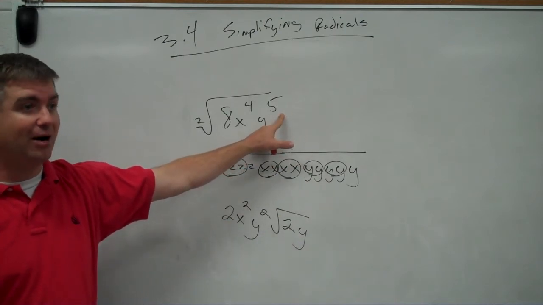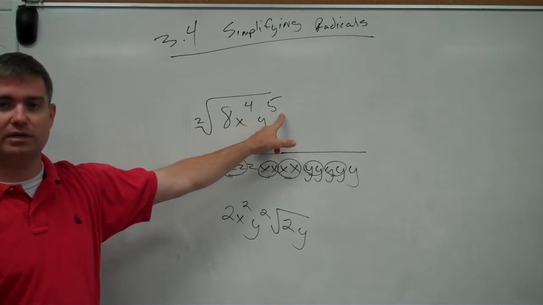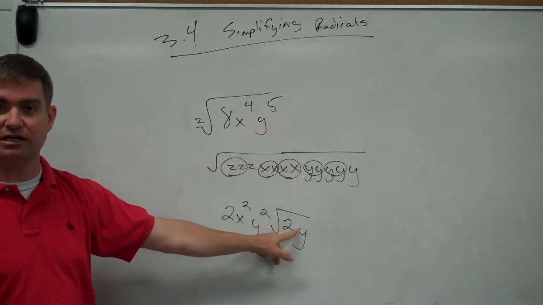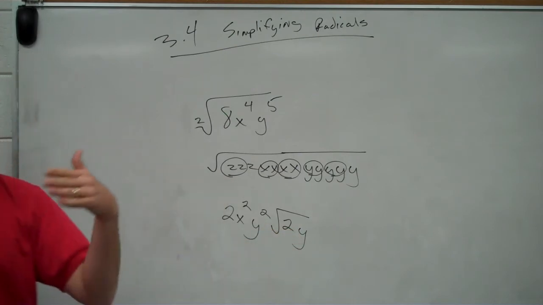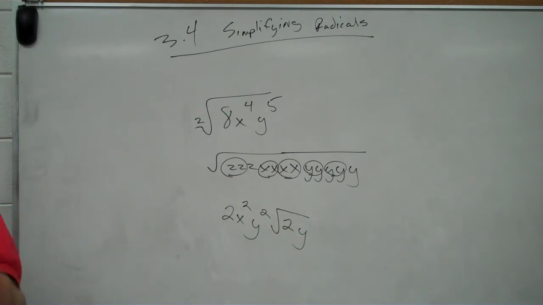If you have an odd power underneath the radical, then you're going to have something left underneath the radical after you simplify. If it's y to the 11th or y to the 17th or y to the 21st, you're going to have something left underneath the radical.